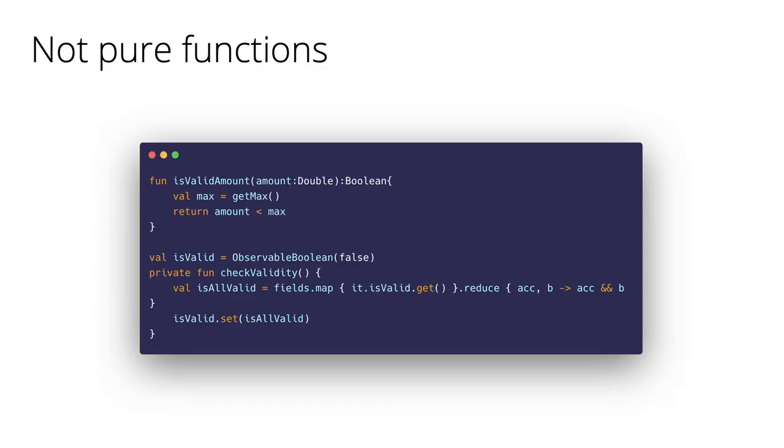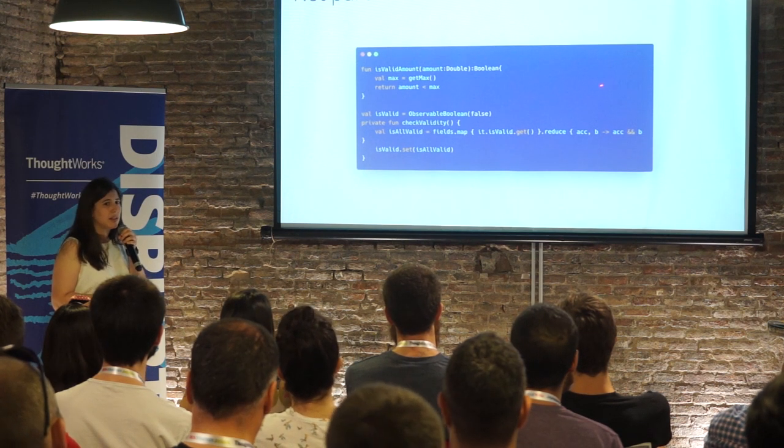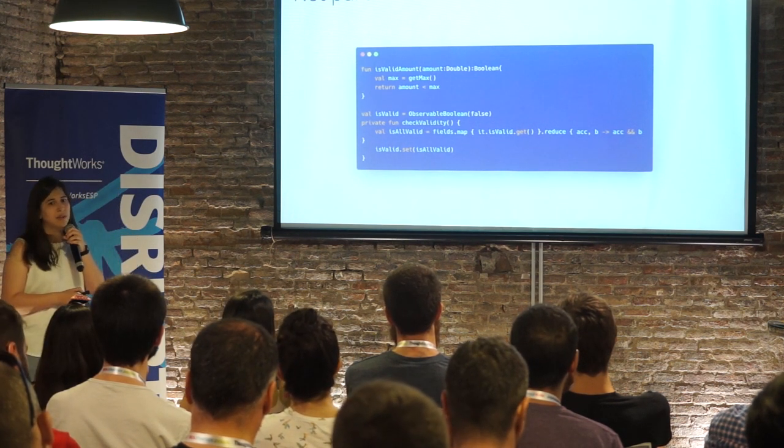But what happens if we are using functions that are not pure? When we try to test this, we need to somehow mock this other function, and we depend on external things that we have to take care of during the test.